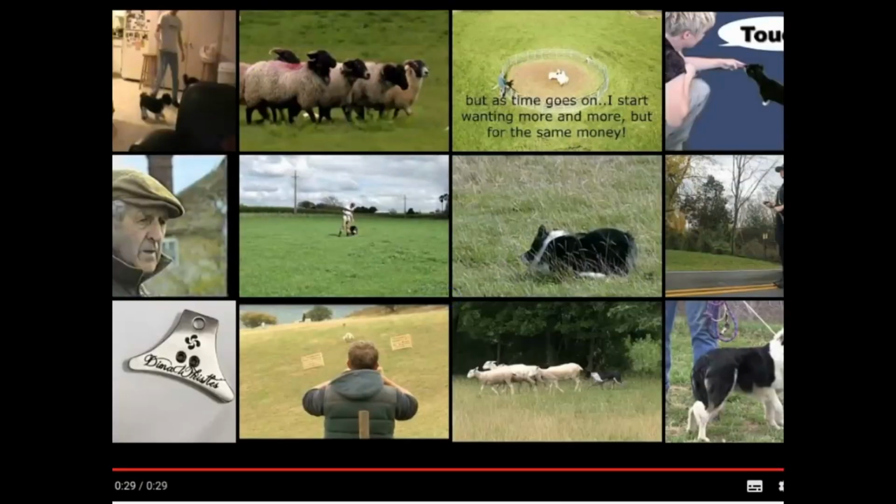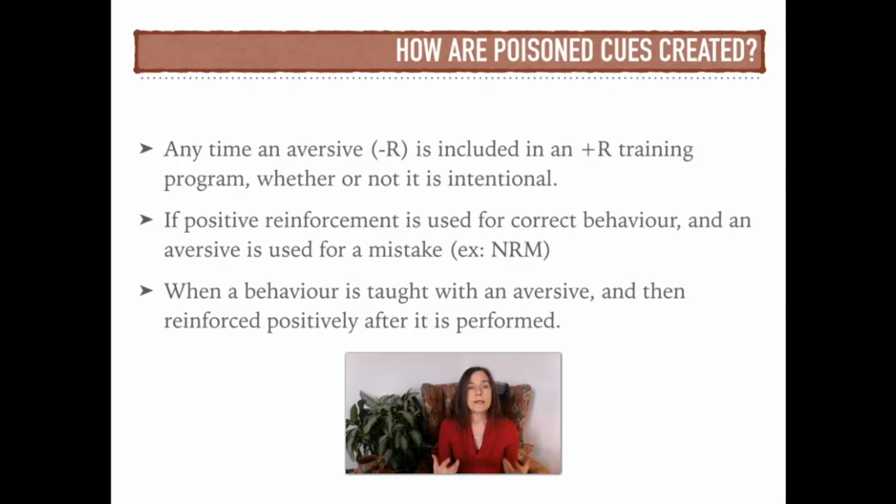So you can see all of these different ways that the dogs are displaying a level of discomfort and anxiety that comes just from the cue, which is a poison cue. These are not stubborn dogs. These are not dumb dogs. These are confused and anxious dogs. So how are we creating these poison cues? Because we've all done them.